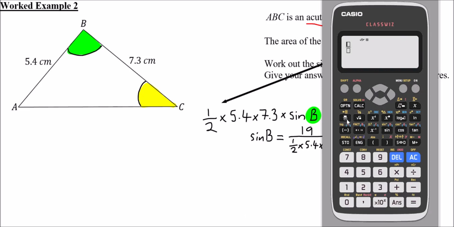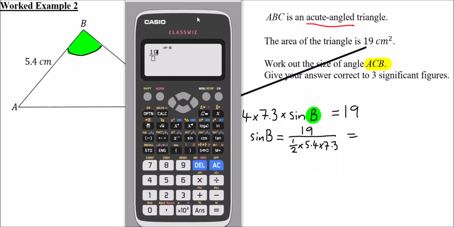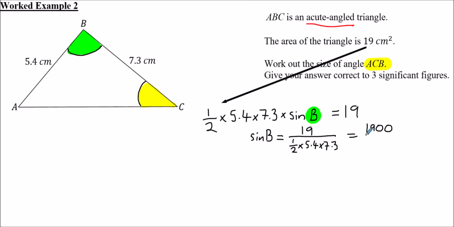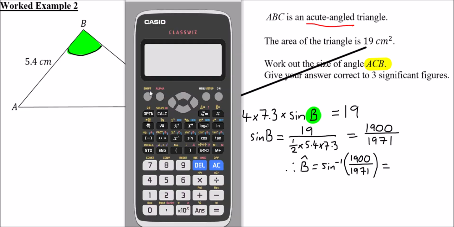So 19, just move this to one side so you can see what I'm typing in, divided by a half times 5.4 times 7.3. We get 1900 over 1971. You could give it as a decimal if you wanted to, but because this isn't the final answer, I suggest leaving it as what the calculator says. So, therefore, angle B is going to be sine minus 1 of 1900 over 1971. The calculator stored that, so we can do inverse sine, shift sine, press Ans for the previously stored answer. And we get that it's 74-ish degrees.